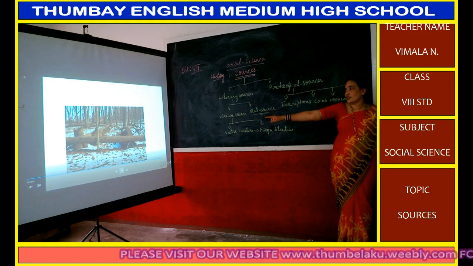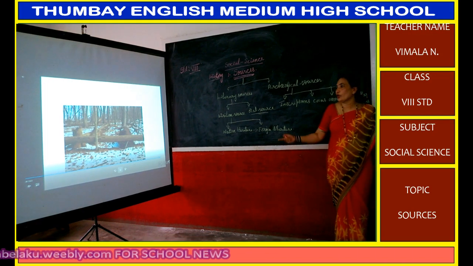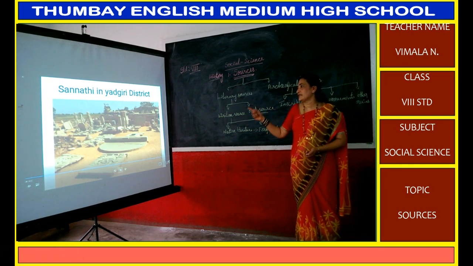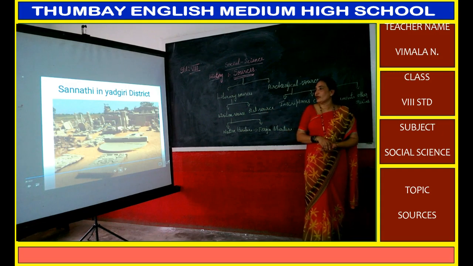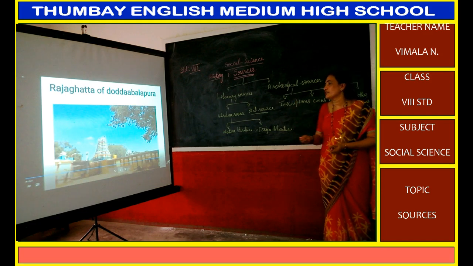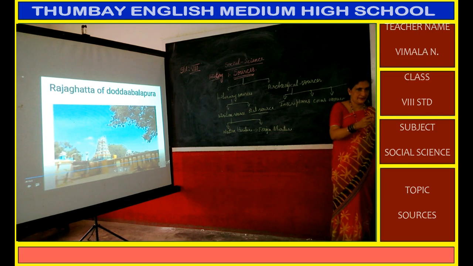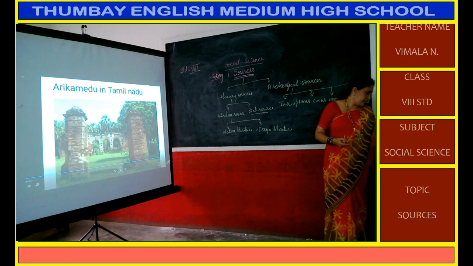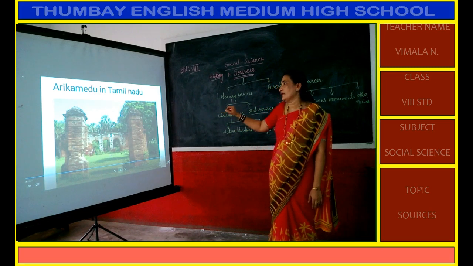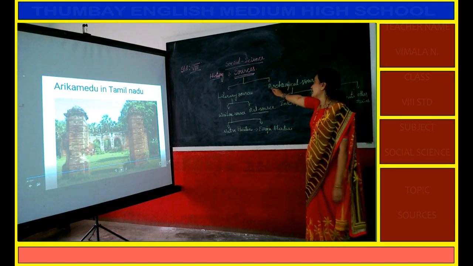These are all pictures of plants which were kept inside the earth. So these are all available to us during excavations. And Sannathi in Yadgir district, here also many ruins were found during excavation. Rajgardas of Dottabellapura, here also many other ruins were found during excavation. So this much for Arikemedu in Tamil Nadu. Here also many other ruins were found. So this much for your lesson on the sources.